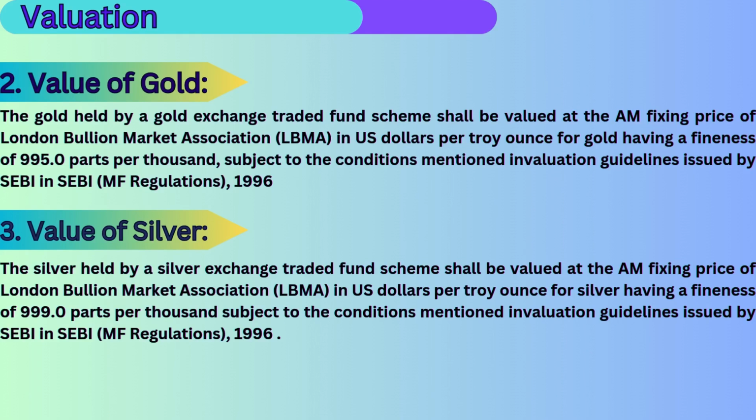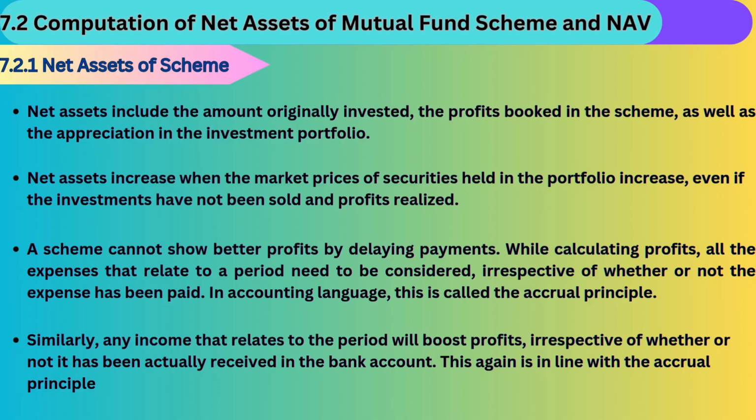Next, value of silver. The silver held by the Silver Exchange Traded Fund Scheme shall be valued at the AM fixing price of the London Bullion Market Association (LBMA) in US dollars per troy ounce for silver having a fineness of 999.0 parts per thousand, subject to the conditions mentioned in valuation guidelines issued by SEBI in SEBI Mutual Fund Regulations 1996. Computation of net assets of mutual fund scheme and NAV.